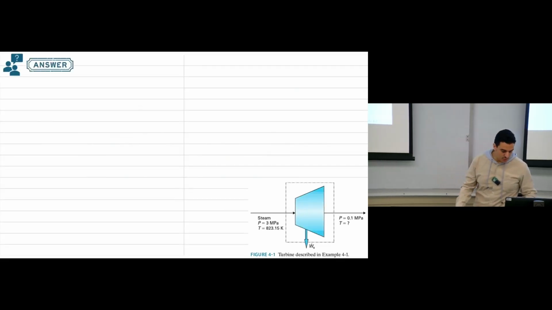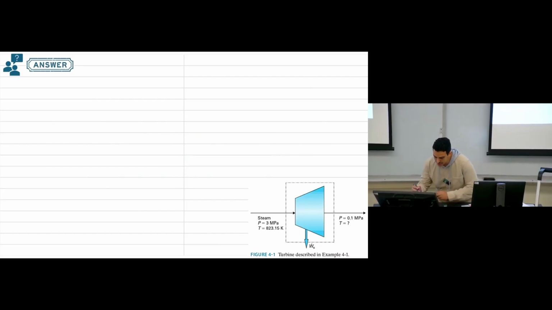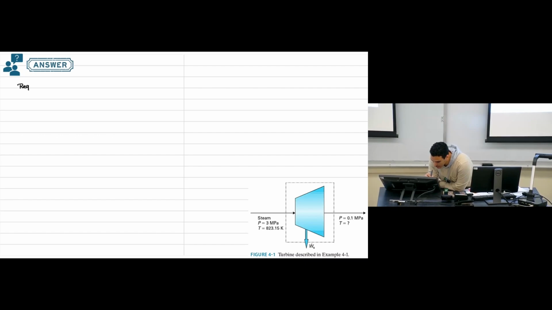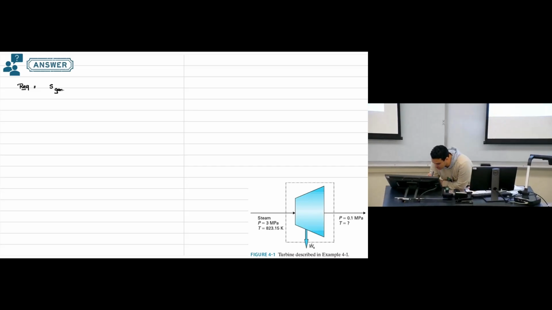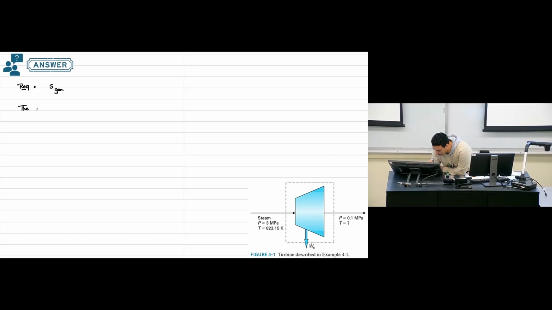So let's start with the first requirement. In this requirement, it's required to find the entropy generated. The only equation that has this term is the entropy balance. So we will start with the entropy balance. So we have accumulation, this is inlet minus outlet plus Q over T plus generated entropy.